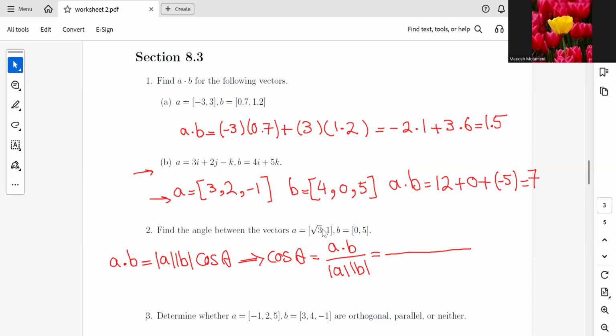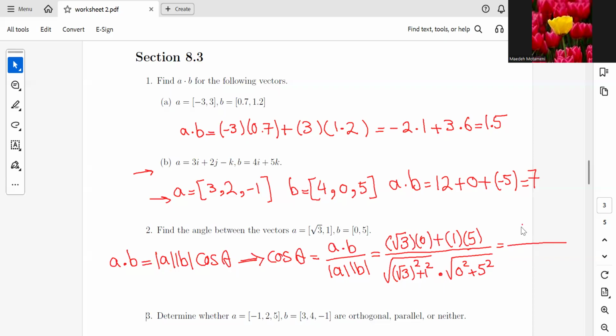So for the top, we just multiply them together as dot product. That would be A times B, so A dot B. So it will be square root of 3 times 0 plus 1 times 5. And for the bottom one, the length of A is square root of 3 squared plus 1 squared times the second one, which is 0 squared plus 5 squared.